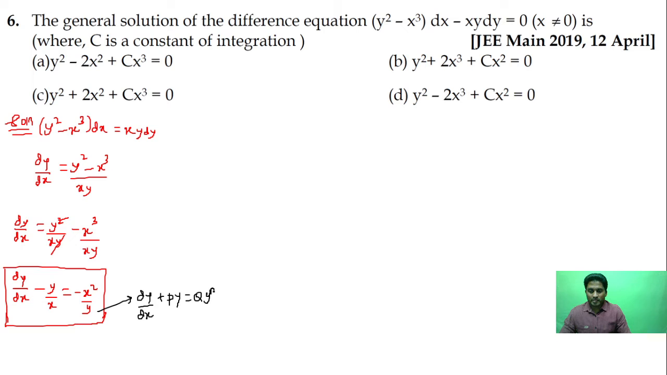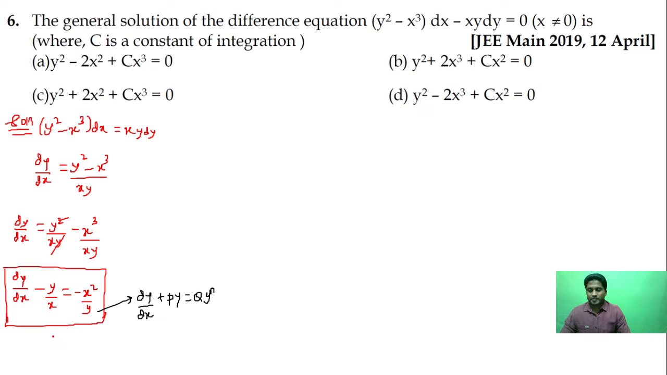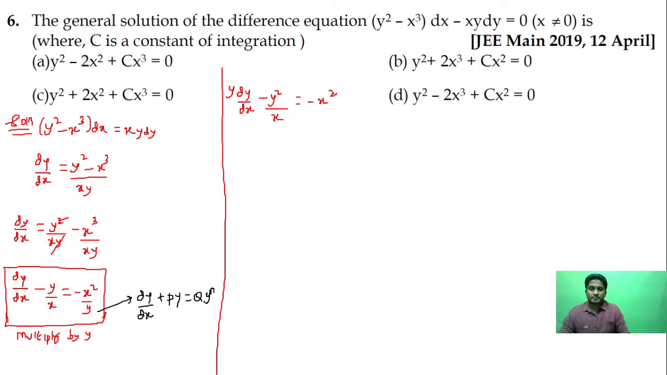So if I want to reduce it to a linear differential equation, I multiply throughout by y, both sides by y. So this becomes y into dy by dx minus y square upon x is equal to minus x square.